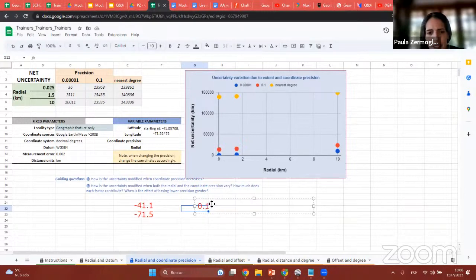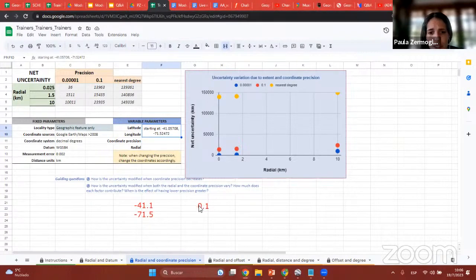This is something that most of you have not changed. So you used exactly the same coordinates and changed the precision, but this was important. That's why we put here, starting at these coordinates. When we change the precision, we have to adjust.